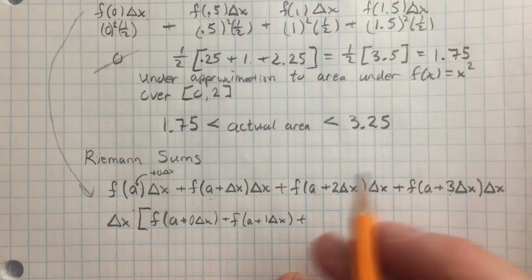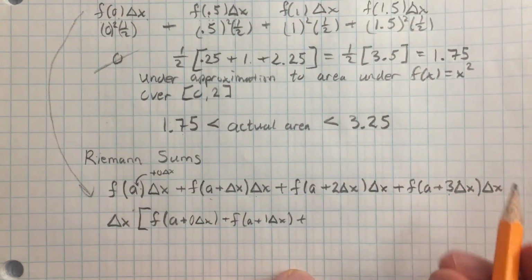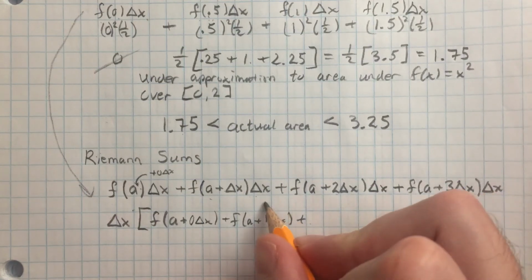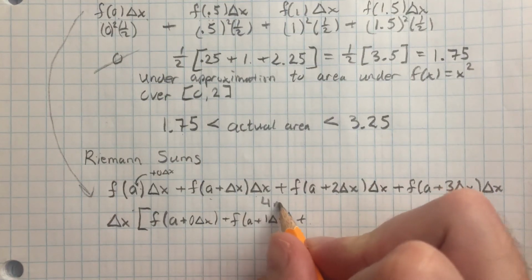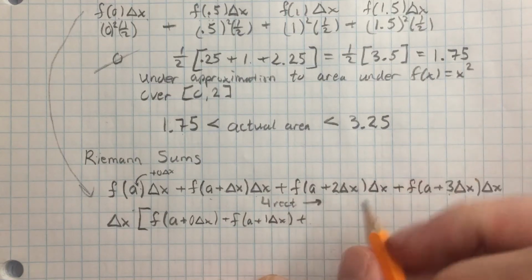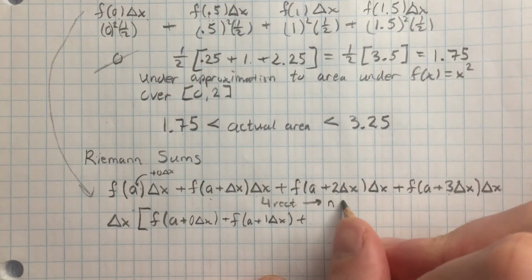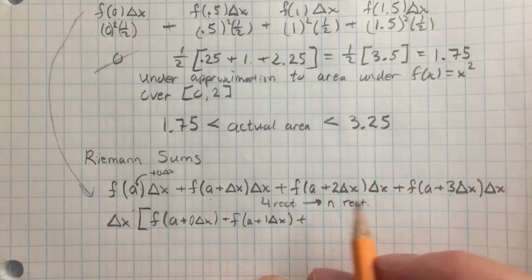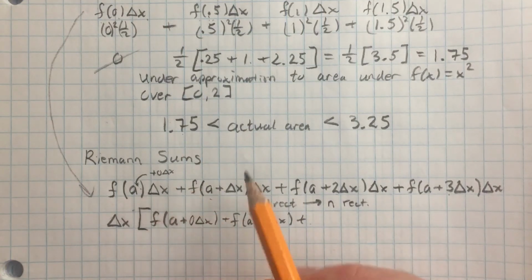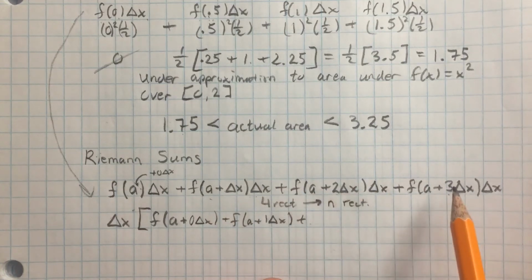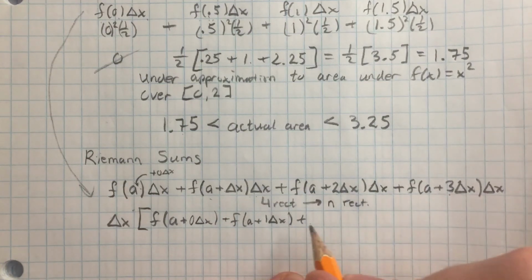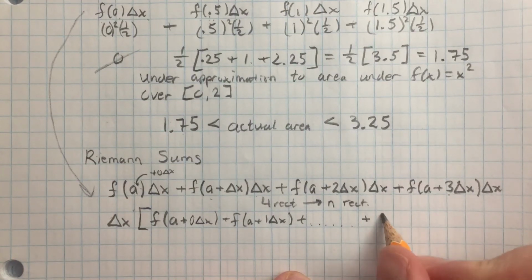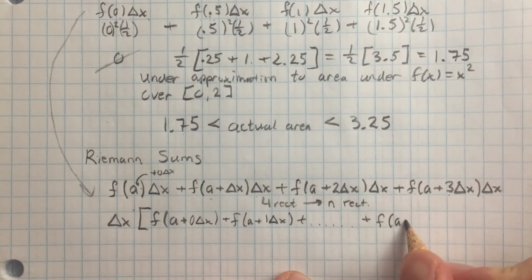Now let's assume it's not specifically 4 rectangles, but any number of rectangles. So what would happen here? Let's say we move from 4 rectangles to an arbitrary number of rectangles, n rectangles. Well, we'd have 0, 1, 2, 3, and you just keep going. Until how many? Well, you'd have f of a plus what?